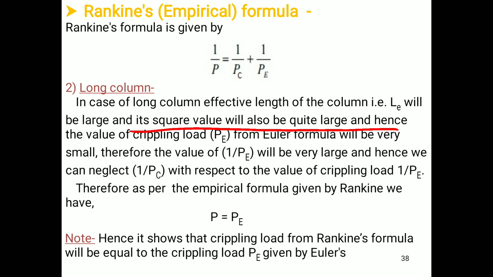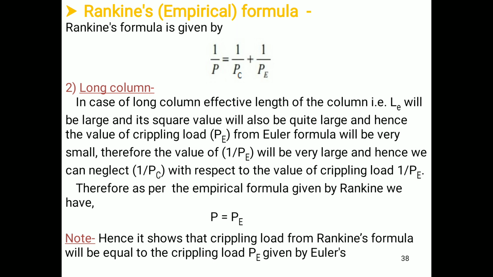As the denominator becomes larger, the value of Pe from Euler's formula will become very small. Therefore the value of 1 upon Pe, being the inverse, will become very high. Hence we can neglect the value of 1 upon Pc with respect to the value of the crippling load, that is 1 upon P.